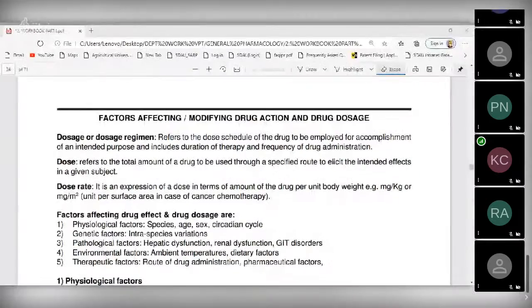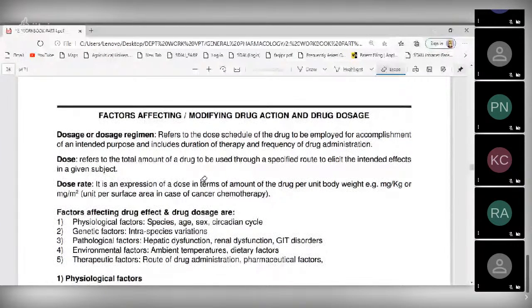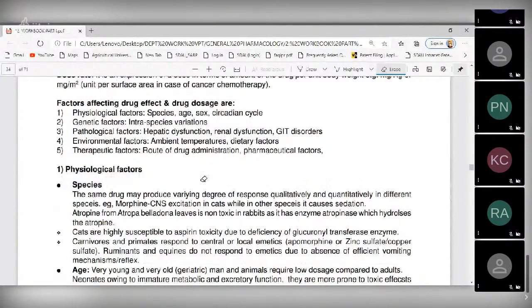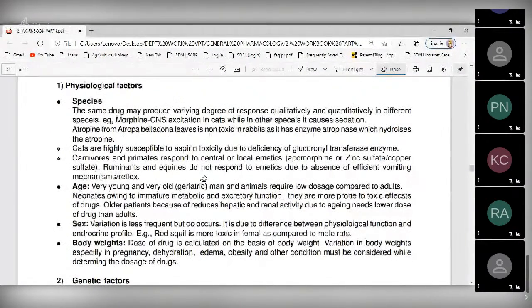Let us see the factors affecting, or modifying, the drug actions or drug doses, or the factors modifying the drug response, the dose-response. In fact, these are very simple factors, and we have already discussed the doses or dose regimen, and dose rate. These are the factors which produce variations in the dose response, or variations in the drug effect. Now you see the species, the physiological factors which are modifying the dose response of the species.